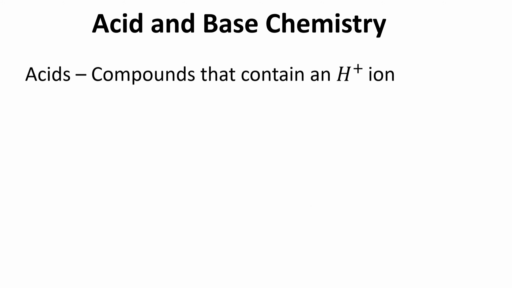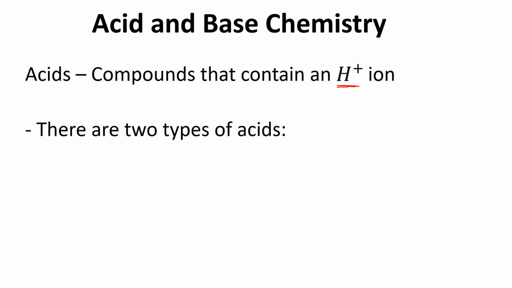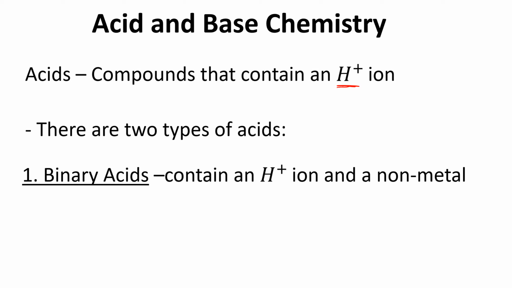So to talk specifically about compounds that are acids, acids have or start with a hydrogen. In this case, I've written compounds that contain an H plus ion. So essentially, compounds that start with hydrogen. And there are two types of acids. The first type is called a binary acid. So what two things make up a binary acid are, firstly, they contain an H plus ion, and secondly, they are bonding with a nonmetal.